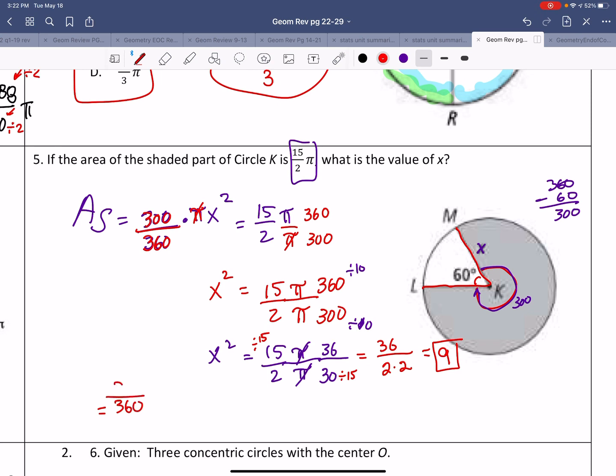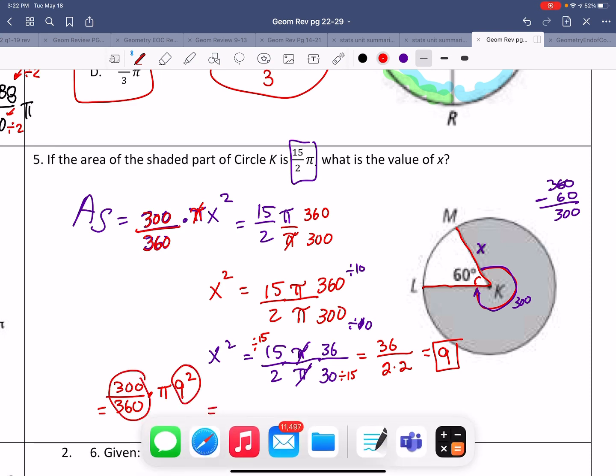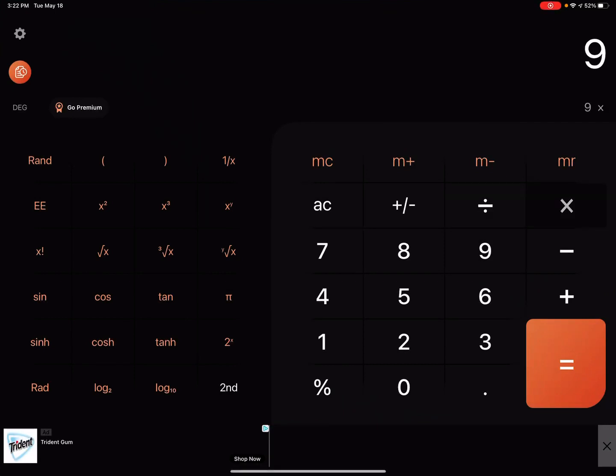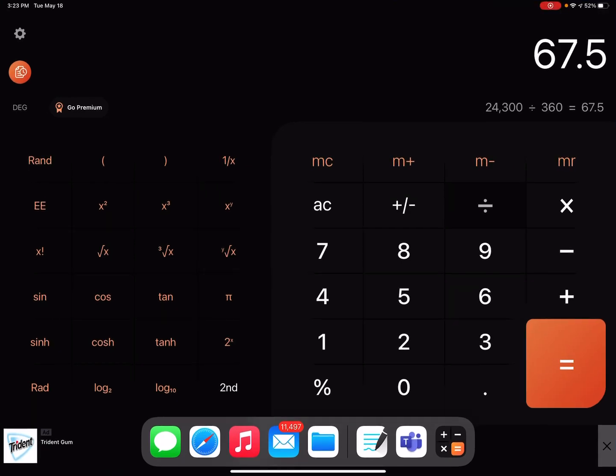Is 300 divided by 360 times pi times 9 squared going to equal 15 halves? So would all this equal 15 halves? 9 times 9 times 300 divided by 360 times 300. Hold on. 9 times 9 times 300 divided by 360, 67.5.